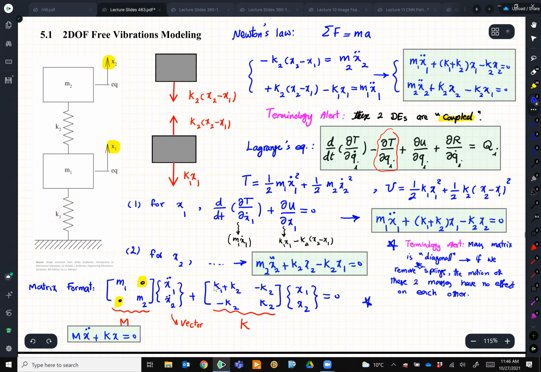The second thing that we need to pay attention to is that the stiffness matrix is coupled, or it is not diagonal.